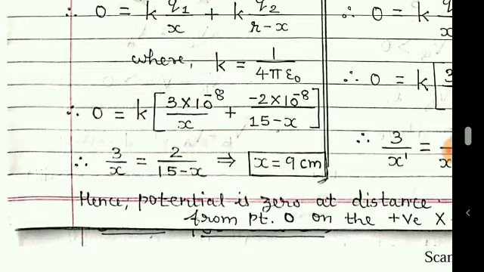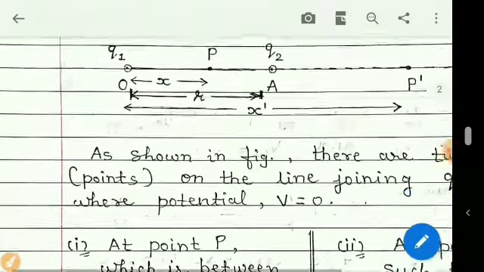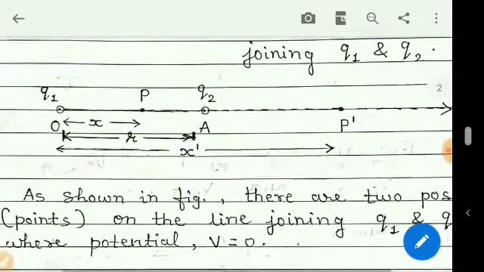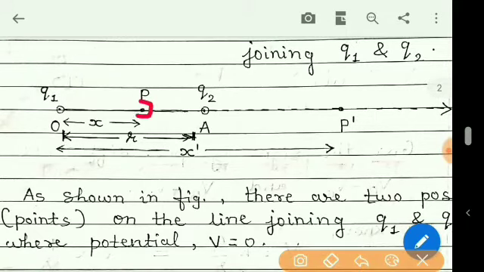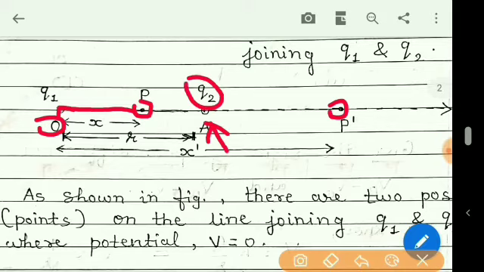So this is about the point between the two charges. Here we obtained the distance at which the potential is 0 from this point O. Now the potential can be 0 even at a point towards A, because this charge has less magnitude, so the possibility of the potential being 0 will be towards this side only, not towards this side.